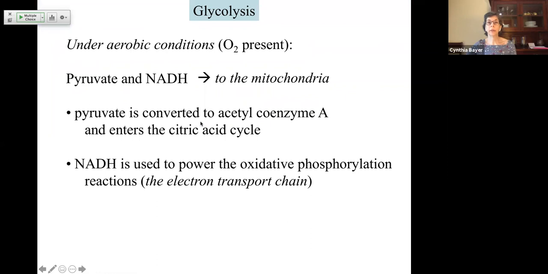Now, under aerobic conditions, the carbons of pyruvate can be further oxidized. This happens in the mitochondria. So pyruvate has to be transported into the mitochondria. The electrons that are carried in NADH are also transferred into the mitochondria. Pyruvate has to be converted to a 2-carbon molecule we call acetyl-CoA so that it can enter the citric acid cycle, which will further oxidize it. And the electrons of NADH are used to power the electron transport chain. And that we'll be talking about later this week.